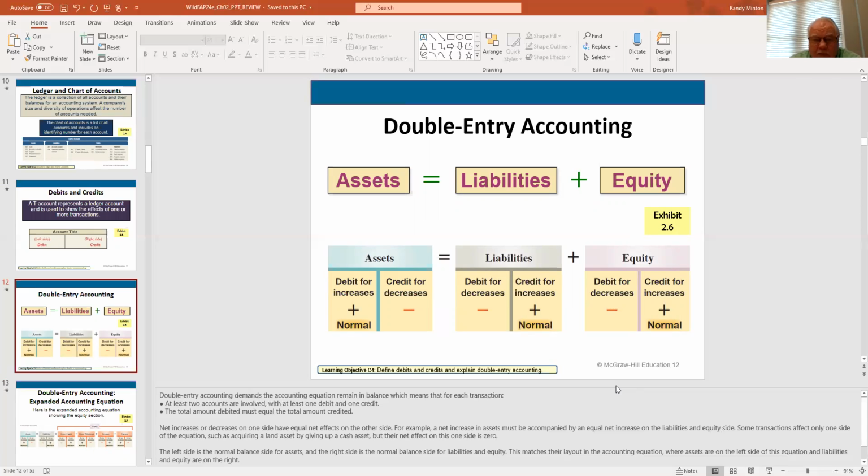Okay, so anytime, and notice, by the way, this equal sign here, assets are on the left-hand side of this equal sign. They go up on the left. They go down on the right. Liabilities are on the right-hand side of the equal sign. They go up on the right, down on the left. And the same thing is true for equity. It goes up on the right and down on the left. It's on the right-hand side of this equal sign.